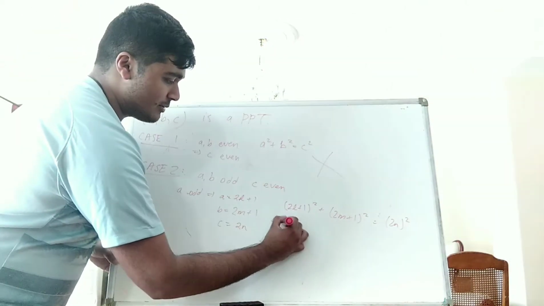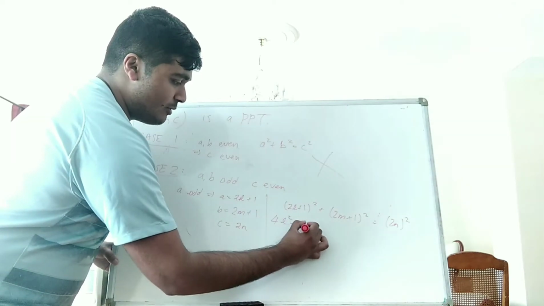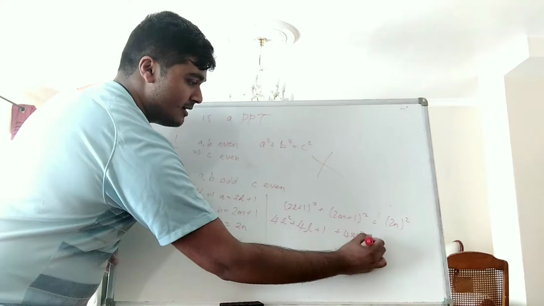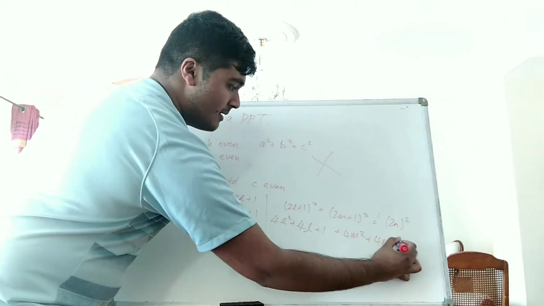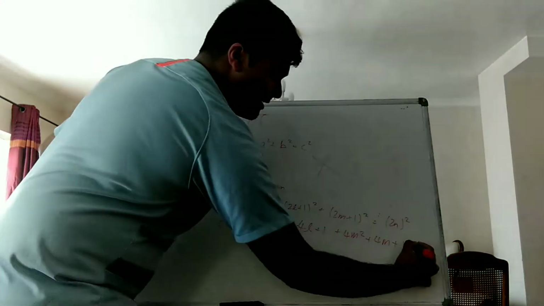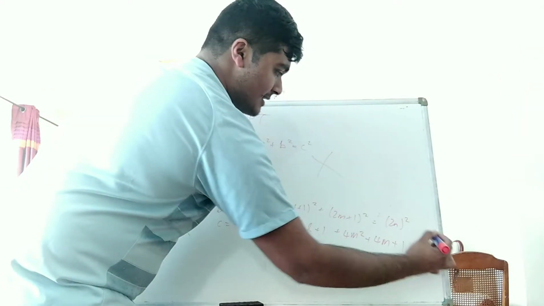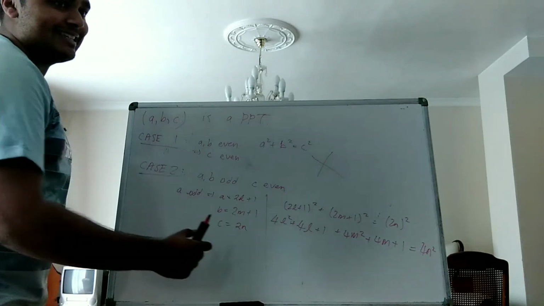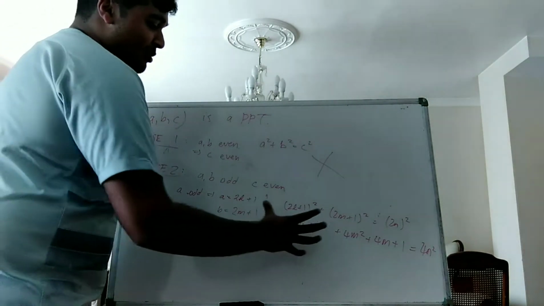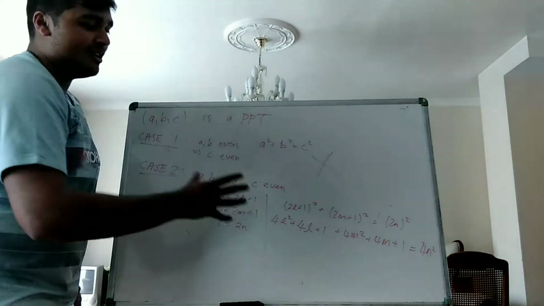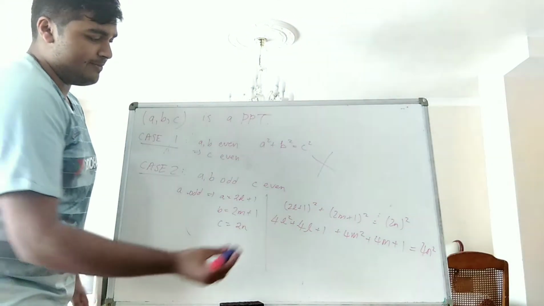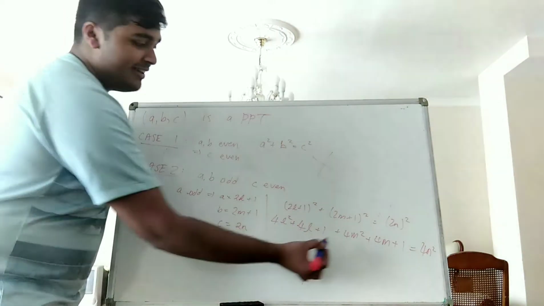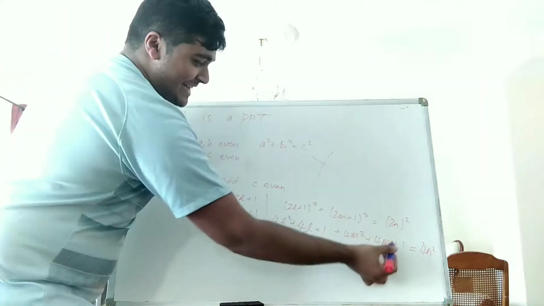I get 4l squared plus 4l plus 1. Here I get plus 4m squared plus 4m plus 1. And on the right hand side I get 4n squared. Now, if I look at the left hand side mod 4, i.e. what is the remainder of this left hand side when I divide by 4? Well, this thing here is divisible by 4, this thing here is divisible by 4, this thing here is divisible by 4, as is this thing here.